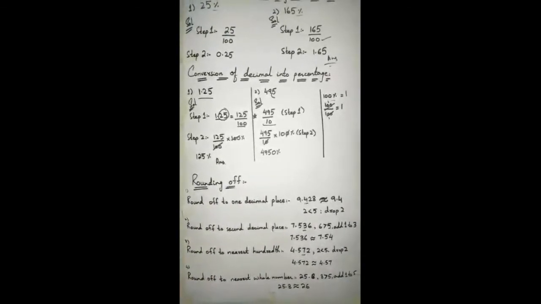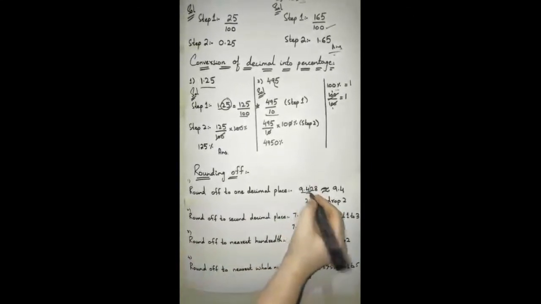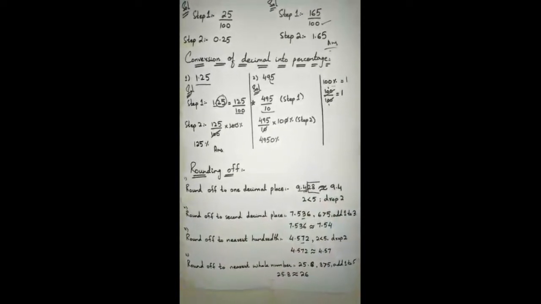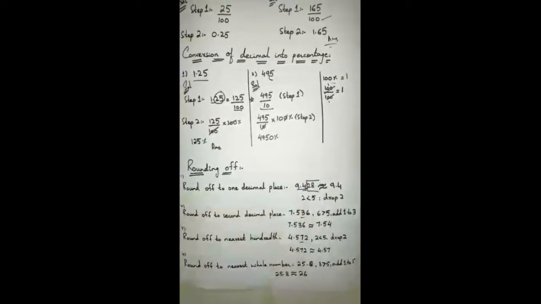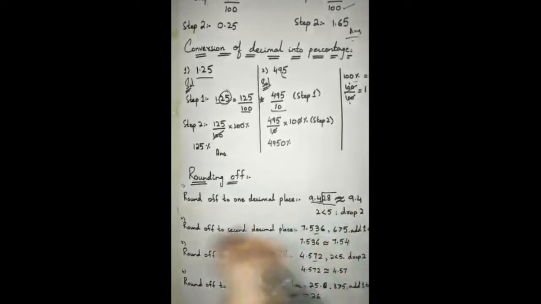Rounding off to one decimal place. What is the meaning of one decimal place? It means you want only one decimal place in the answer. Number 1 example is 9.428. If you round off this number to one decimal place, you will remove the other numbers. 9.428 approximates to 9.4. Why? Look at this number: 2 is less than 5. That's why I am dropping 2, and 9.4 is the answer.